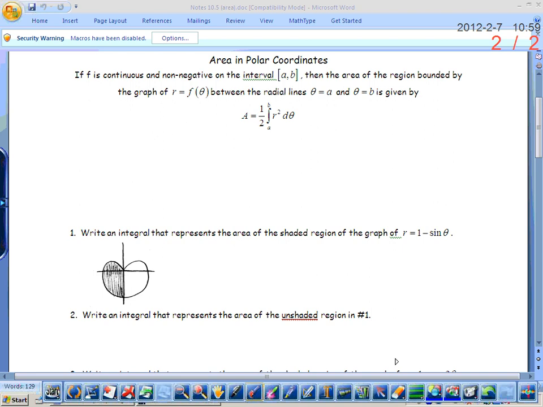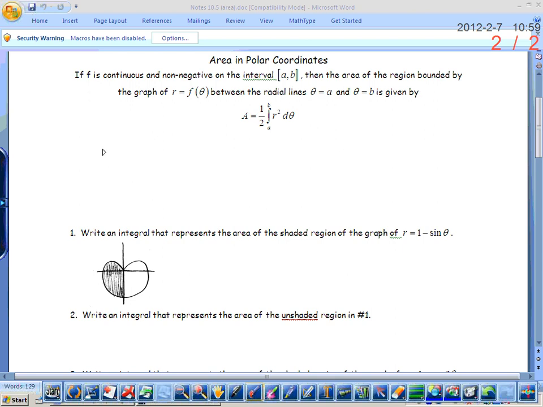All right, today we're going to talk about graphing polar equations and then finding the area of the region that's enclosed by a polar graph. So the first thing I want to do is derive the formula that you're going to use. The formula for the area of a polar region is 1/2 integral from a to b of r squared d theta.